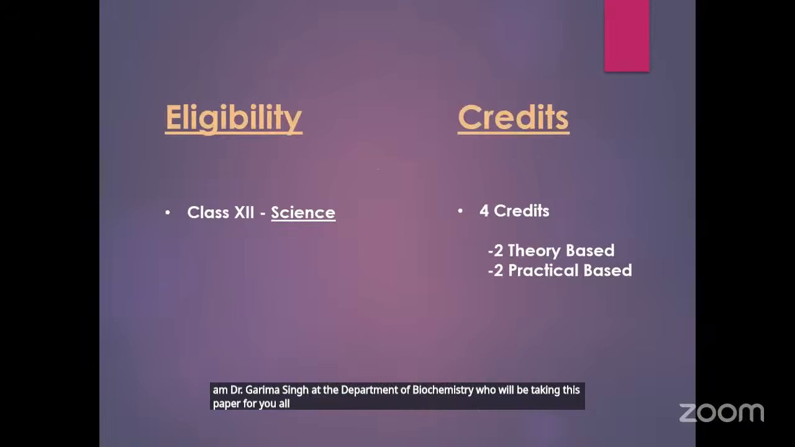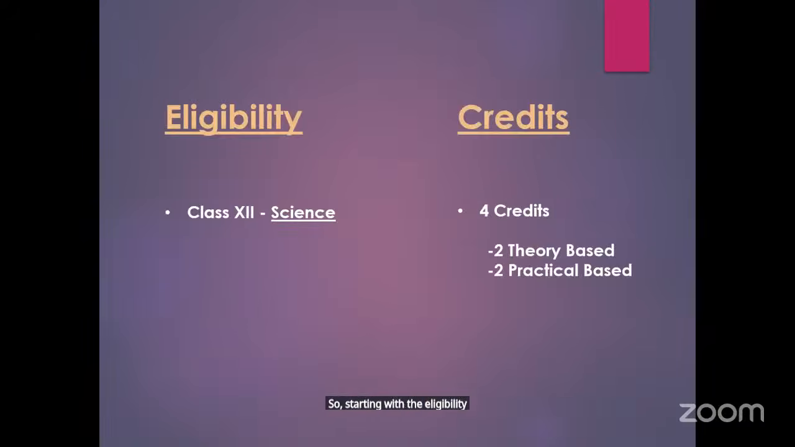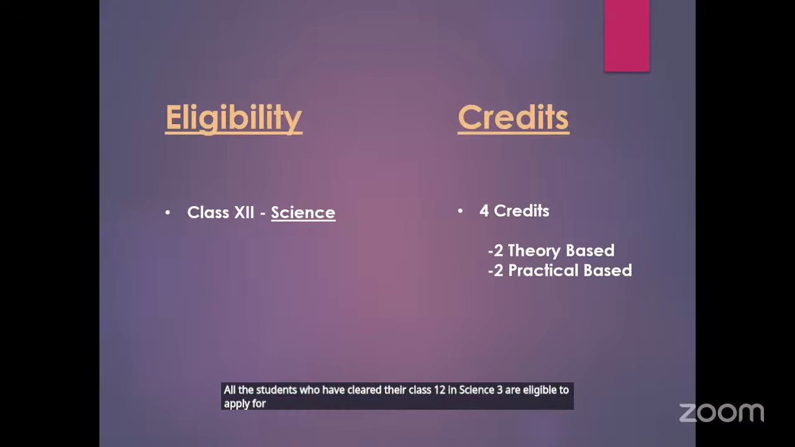Starting with the eligibility, all the students who have cleared their class 12th in the science stream are eligible to apply for this GE paper. And this GE paper holds 4 credits. These 4 credits are 2 based on theory and 2 based on the practical.